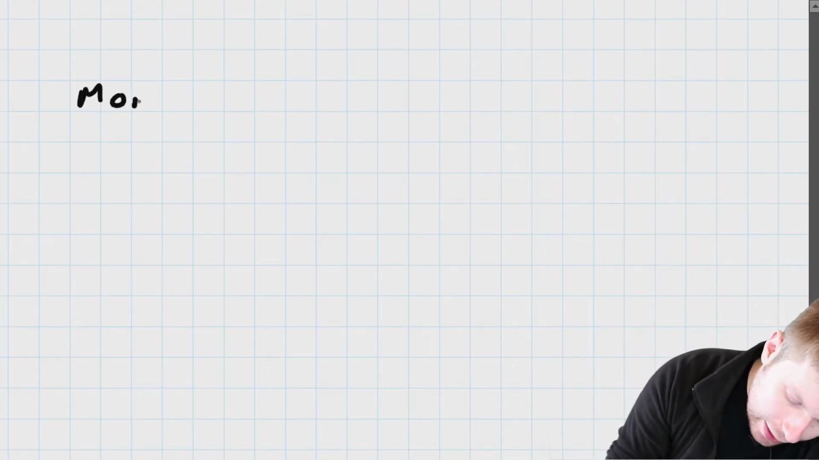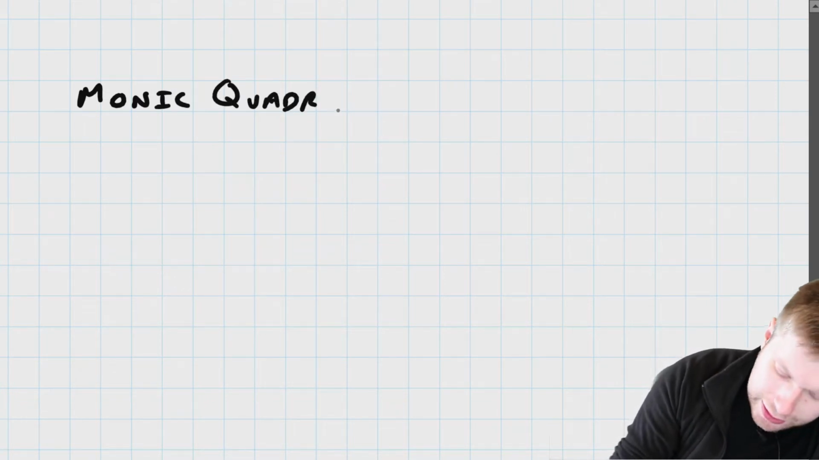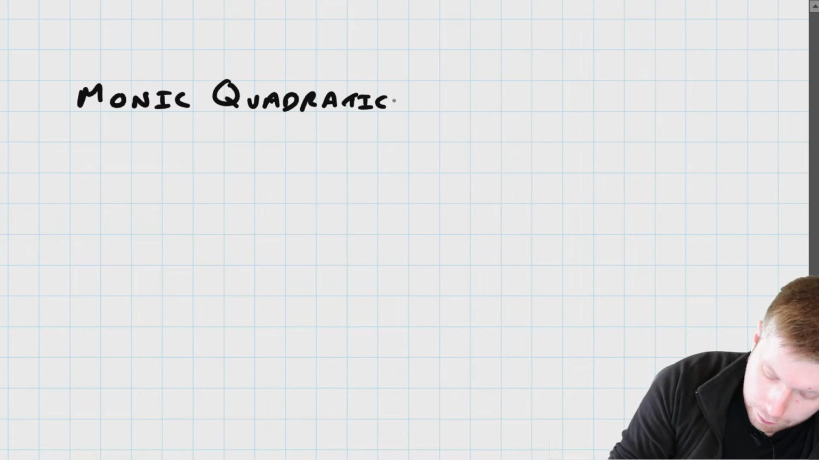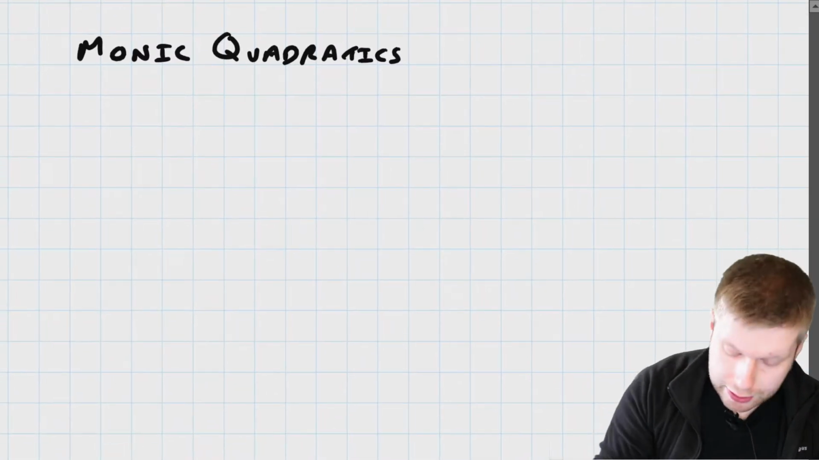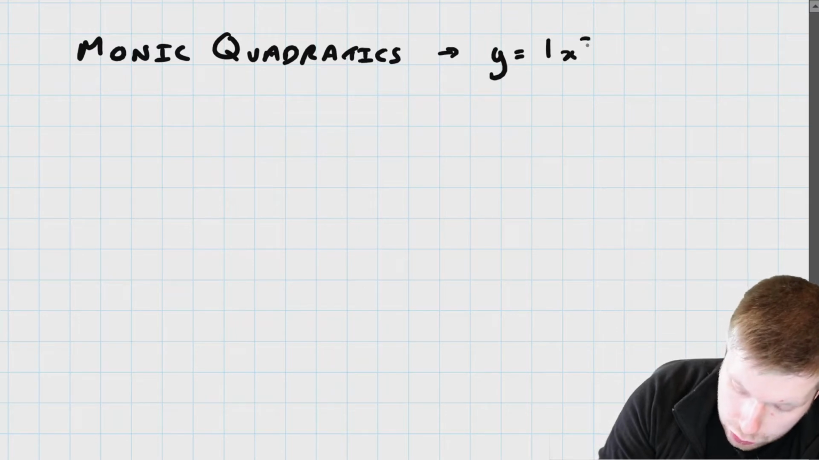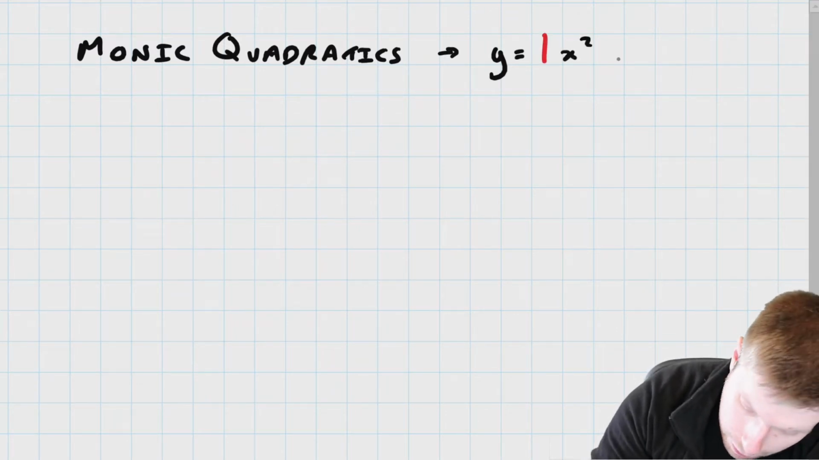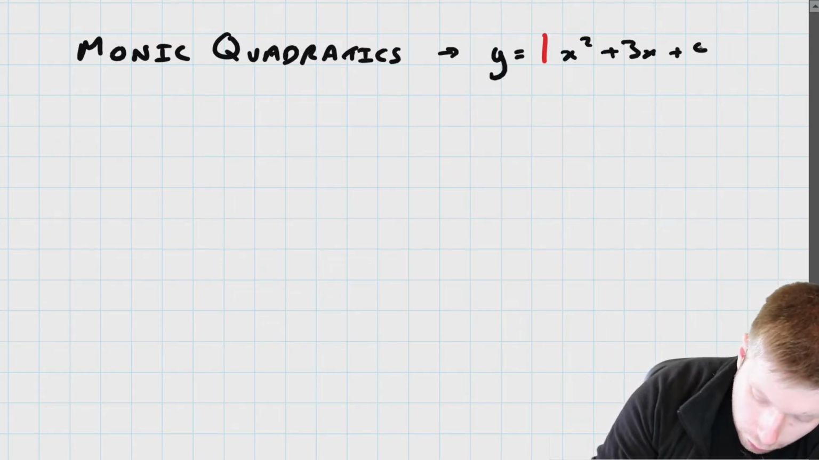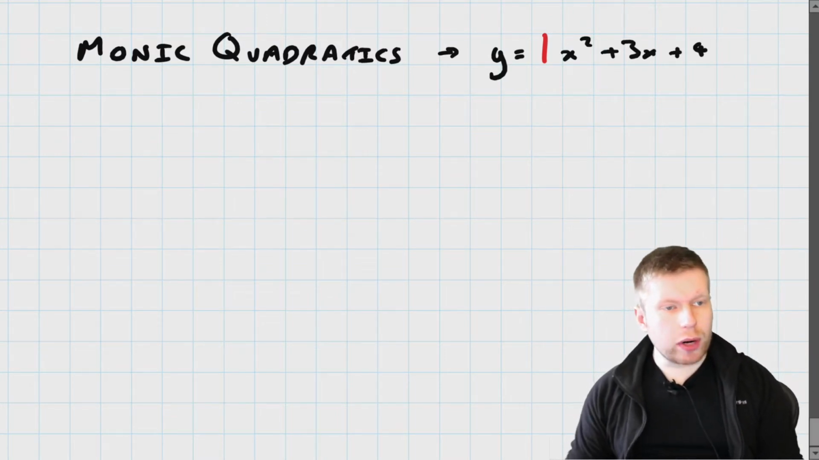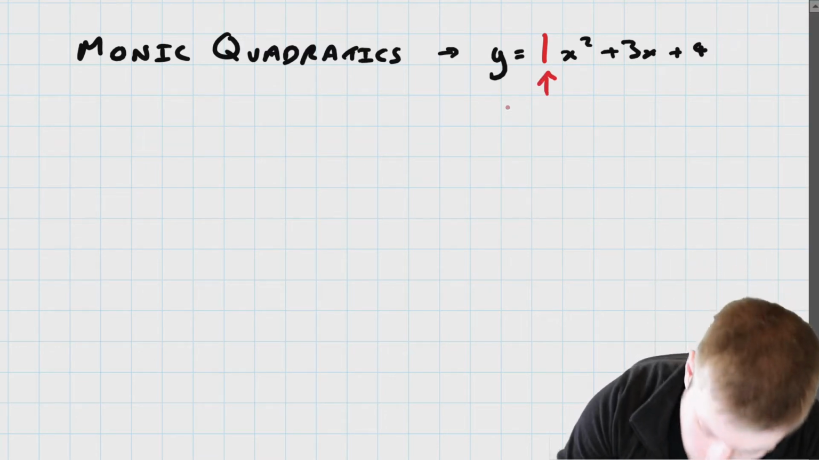Well, a monic quadratic are the quadratics that we've looked at up until now, okay? So the monic quadratics are simply quadratics where the first number is just 1. So this is just 1 here. So we're going to have 1x squared, for example, plus 3x plus 4, okay? That's fine. These are monic quadratics because the first number is 1. We call this the leading coefficient.